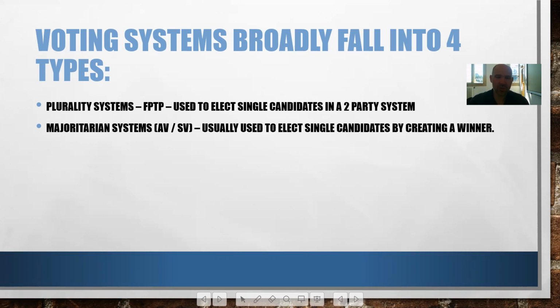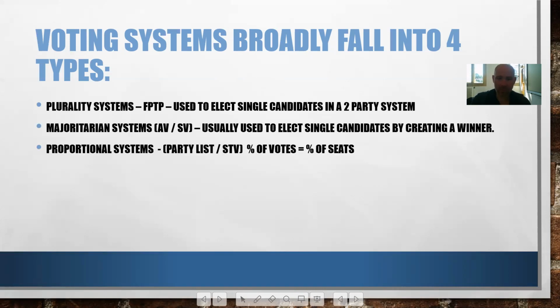Then we get majoritarian systems, which we're going to be looking at today, such as AV and SV, and this always provides a majority, meaning over 50% or an absolute majority, if we want to use our terms completely accurately. And this is usually used to select single candidates by electing a winner in a multi-party system.